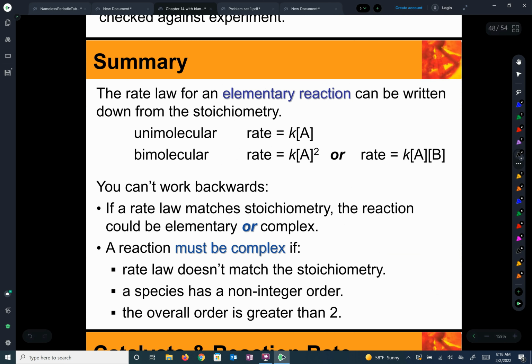So this is an important slide here. This is stuff we've all talked about. Remember, we have a couple of defined things that we have to keep in mind, right? Elementary reactions are unimolecular or bimolecular, right? They can be written down from the stoichiometry, okay? So this is for an elementary reaction, which are usually the steps for a mechanism themselves, okay?